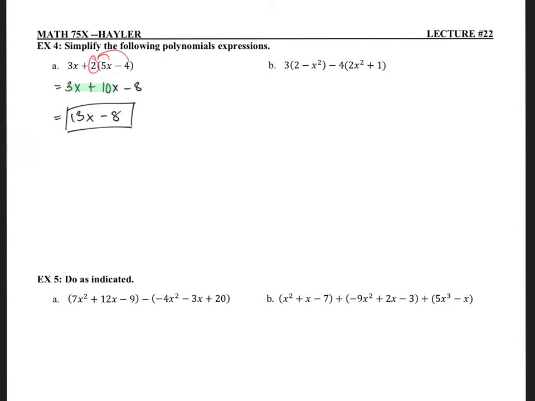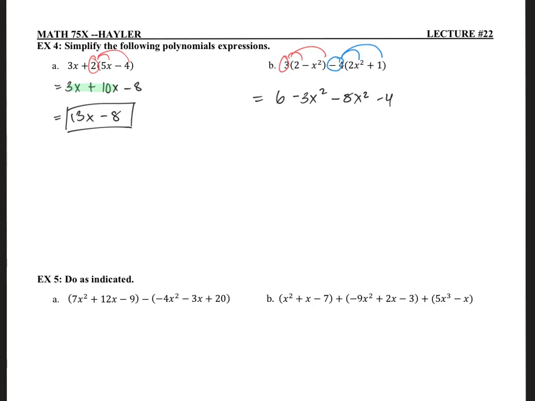For B, if you want to pause the video and try that out by yourself, go ahead. So I see the parentheses, so I'm going to go ahead and get rid of those first. So distribute that 3. That'll be 3 times 2, so 6. Minus, then it's 3 times negative x squared, so minus 3x squared. Then we have the negative 4, remember that negative, that's very important to remember, being multiplied out in the distribution property. So negative 4 times positive 2x squared is negative 8x squared, and then negative 4 times the 1 is going to be negative 4.